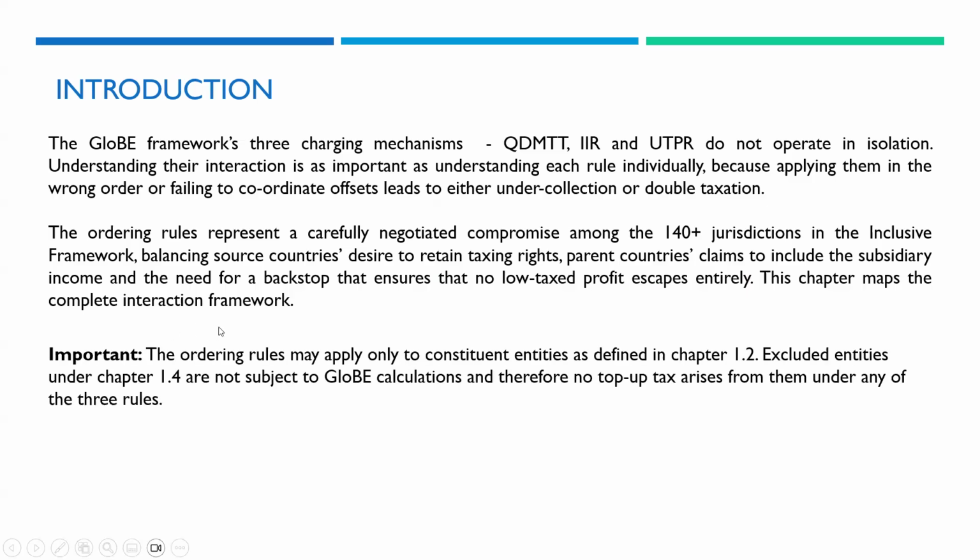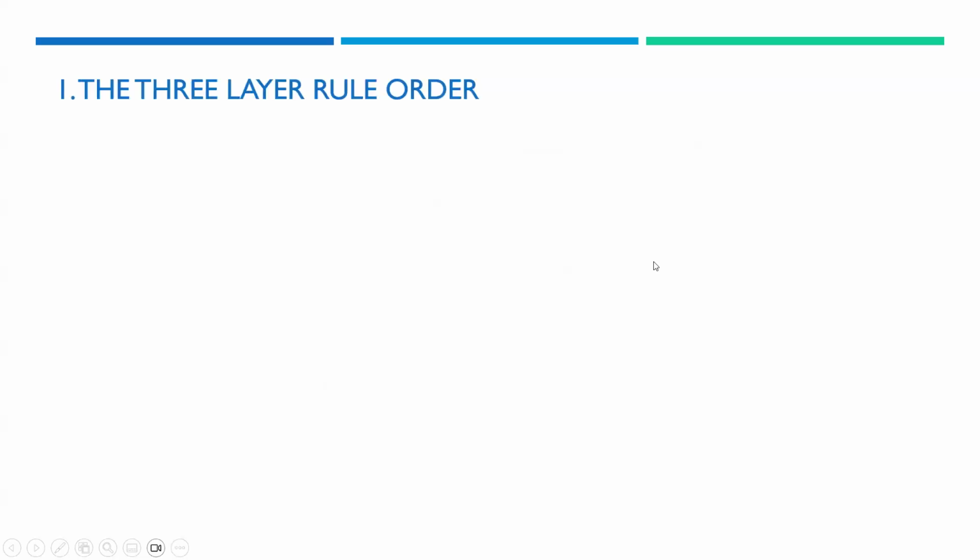Okay. Now, fundamentally, one point so that we are on the same page, all these rules apply to constituent entities defined in chapter 1.2. Okay, in chapter 1.4, we spoke about excluded entities, correct? So these are not subject to GloBE calculations, and therefore no top-up tax arises from them under any of these three rules. So these three won't apply to excluded entities. These are all constituent entities which are not excluded entities. Okay. Now, with that background, let's understand the three-layer rule order.